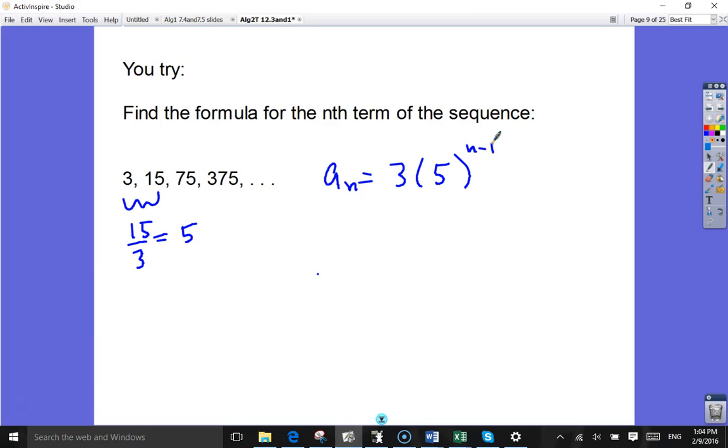Notice that every time you increase n, you're going to get one more factor of 5. So that's why you can keep multiplying times 5. Like if I wanted to know the term after that, then n would get one more, and I'd get one more factor of 5. Boom. That's how it works. Okay. That becomes a little important.